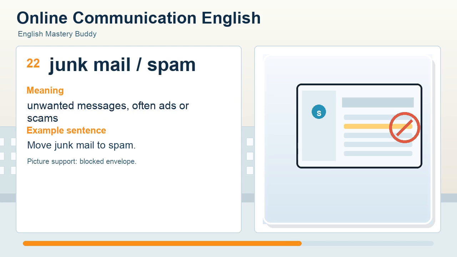Number 22, junk mail or spam. Junk mail or spam means unwanted messages, often ads or scams. Example, move junk mail to spam. Look at the picture. You can see a blocked envelope. Say it after me. Junk mail or spam. Again, junk mail or spam. Now repeat the sentence. Move junk mail to spam.